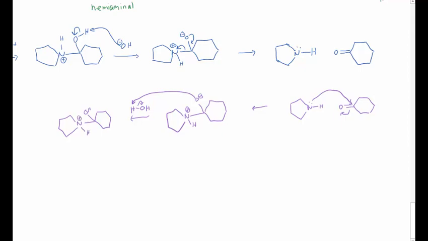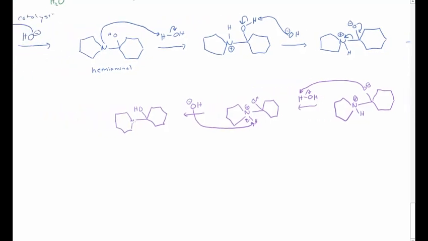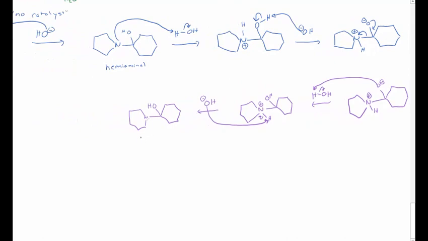Before the nitrogen can help to kick out the hydroxide, it needs to get deprotonated. So here's the hydroxide ion, the conjugate base of the very weak acid that I just used. The hydroxide can deprotonate here. That nitrogen lone pair is now available. This is the hemiaminal structure. That nitrogen lone pair is now available to kick out hydroxide.